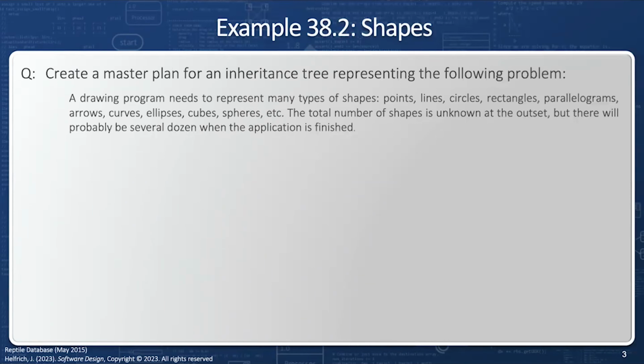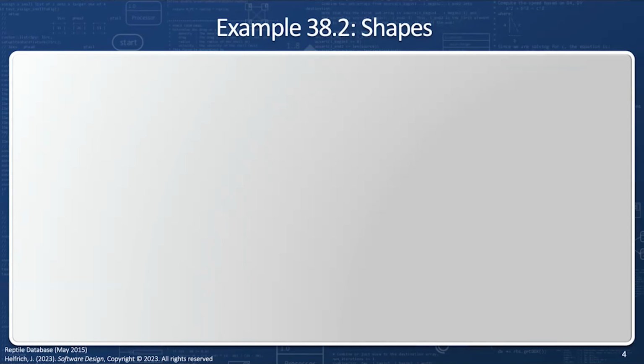A drawing program needs to represent many types of shapes: points, lines, circles, rectangles, parallelograms, arrows, curves, ellipses, cubes, spheres, etc. The total number of shapes is unknown at the onset, but there'll probably be several dozen when the application is finished. So how are we going to solve this problem?